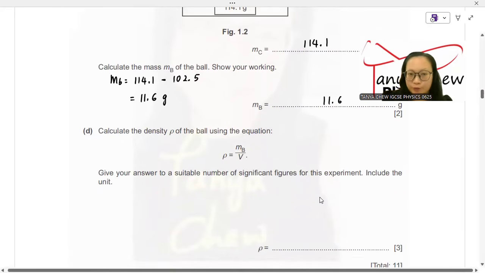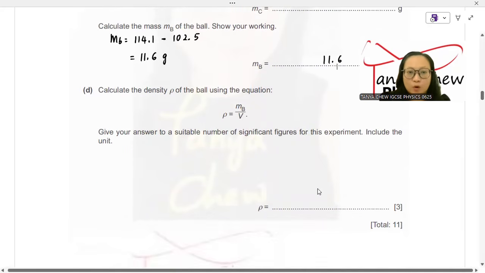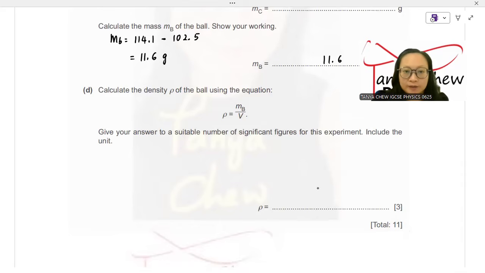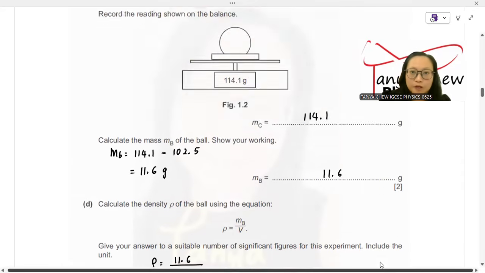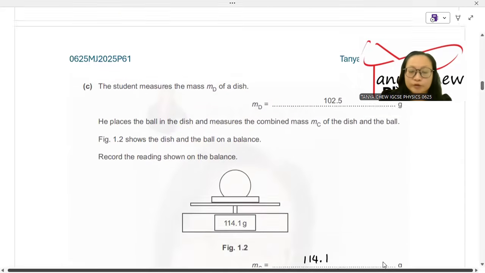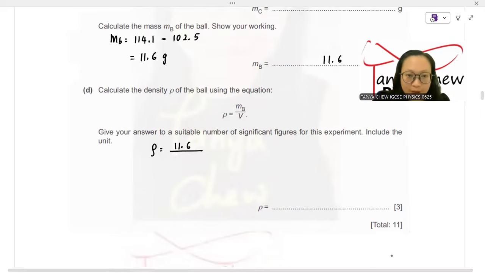Calculate the density rho of the ball using the equation. Rho is equal to mb over v, and give your answer in the suitable number of significant figures for this experiment. So when they say significant figures, it is very important. I'm going to put 11.6 divided by the volume. Remember the volume just now, which is 9.1. So I'm going to sub it as 9.1 cm cube. So this is in gram, this is in cm cube.